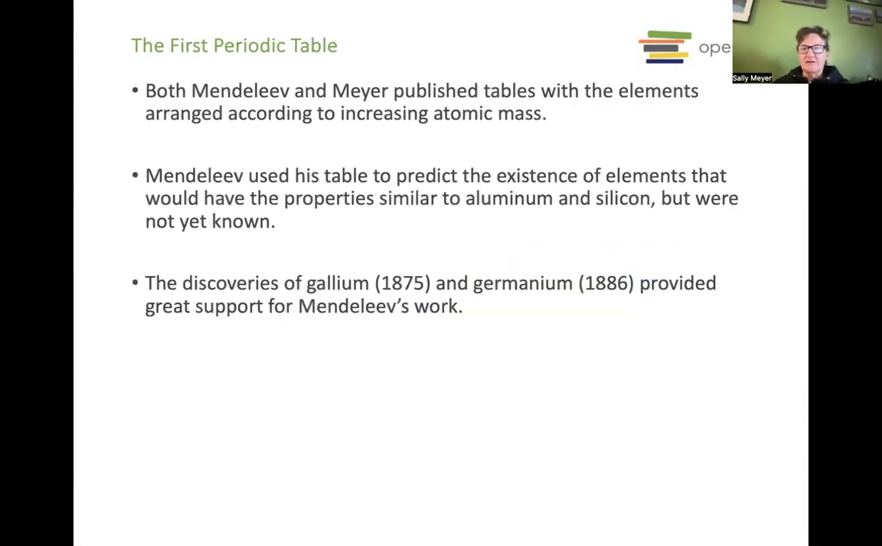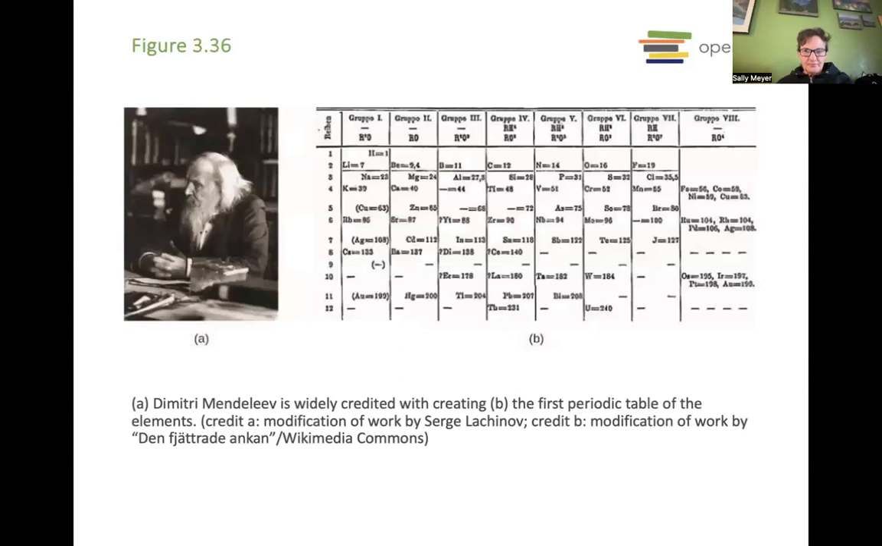These didn't get discovered until 75 and 86. That made Mendeleev's work really significant, that he was able to predict elements that we would discover. This is just a picture of his early periodic table and a picture of him.